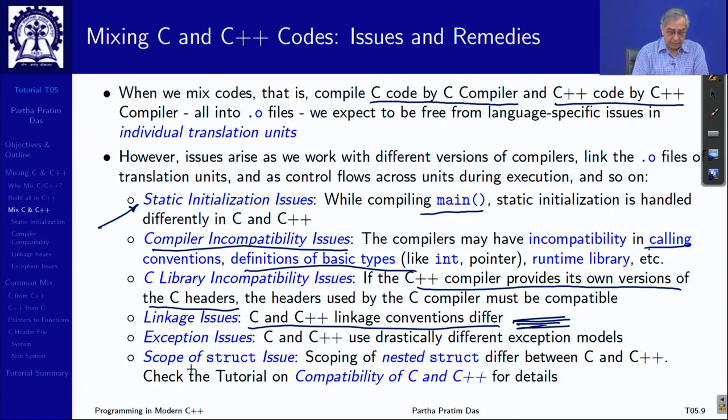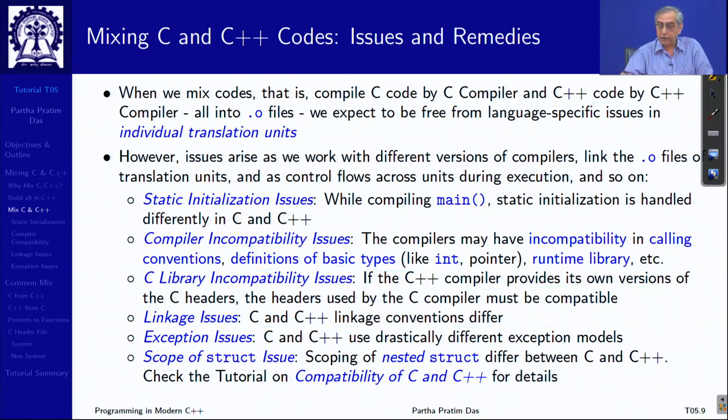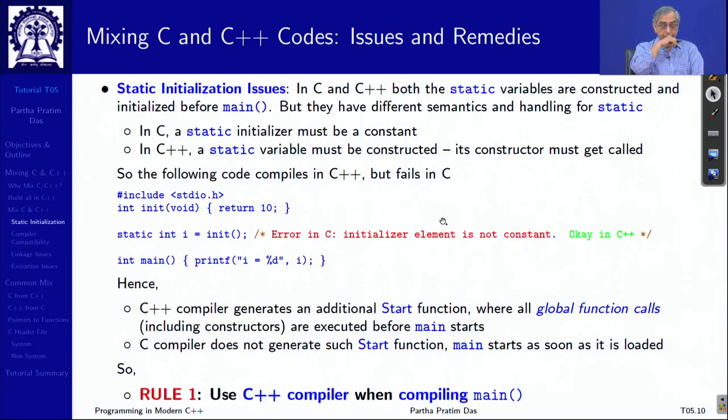Then there are some specific issues like scope of struct. If you have a nested structure within another structure, their meaning differs between C and C++, right. I mean, you can look at the compatibility tutorial, go through that, and you will get to know what those things are. So, for the static initialization issue, C and C++ both initialize static variables. They are constructed and initialized before main, but they have different semantics.